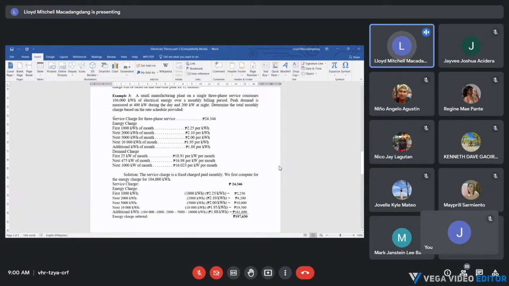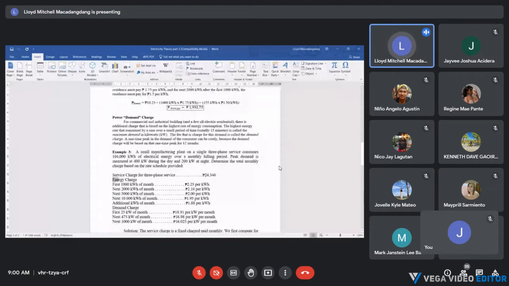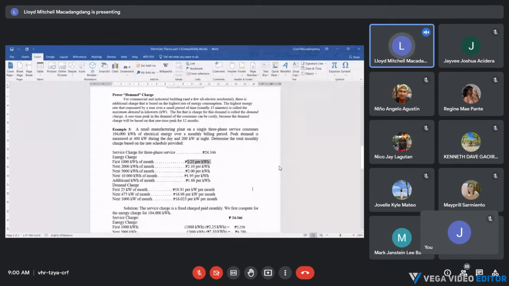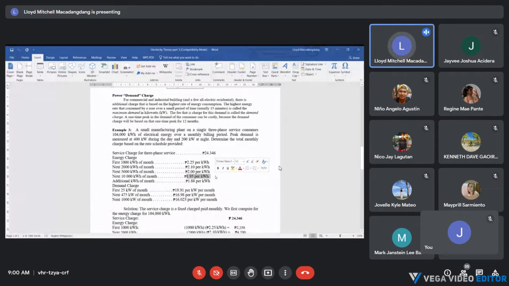So the service charge for a three-phase is 24.346 pesos. The energy charges are like in example number 2. For the first 1,000 kilowatt hour for the month, the rate is 2.25 per kilowatt hour. For the next 2,000 kilowatt hour, 2.1 per kilowatt hour. For the next 5,000 kilowatt hour, 1.95 per kilowatt hour. And the next 10,000 kilowatt hour is 1.95 per kilowatt hour, and for each additional kilowatt hour of the month, it is 1.88.